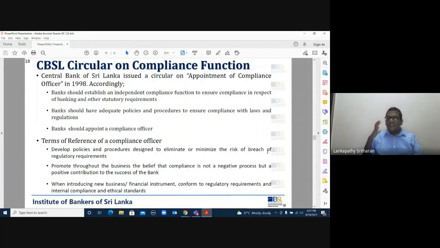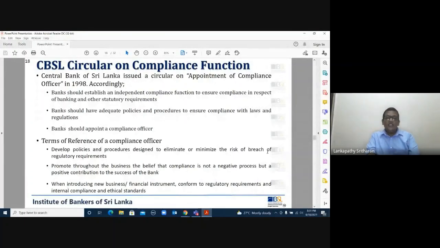The proper risk management function will add value to the banking business. Likewise, the proper compliance function will add value to the banking business. Okay, so promote throughout the business the belief that compliance is not a negative process, but a positive contribution to the success of the bank. That compliance officer, one of the TOR, he has to promote it.